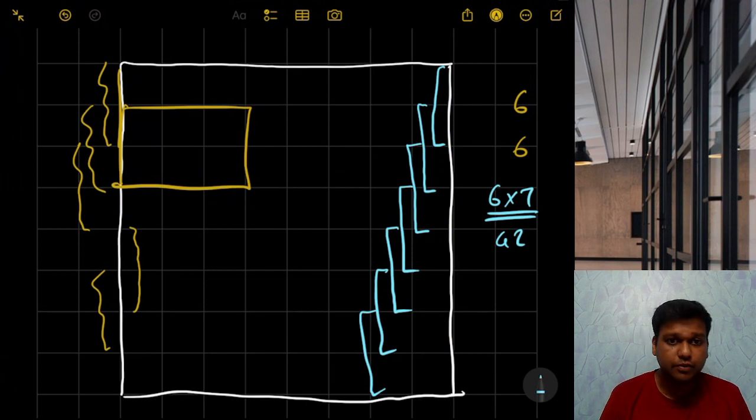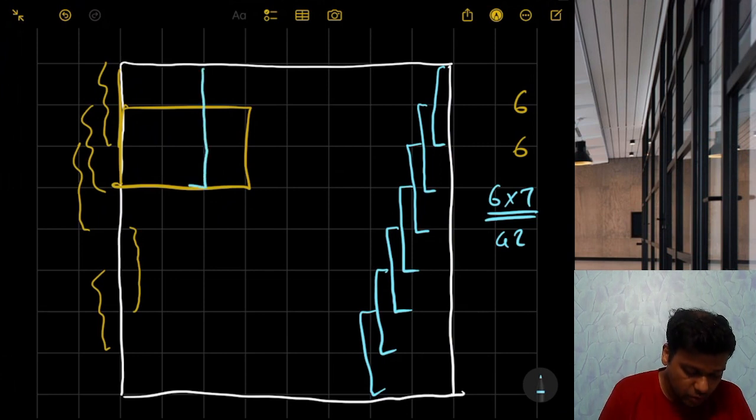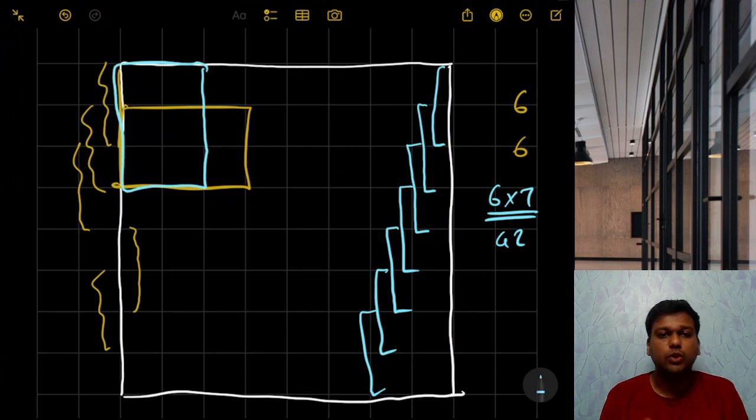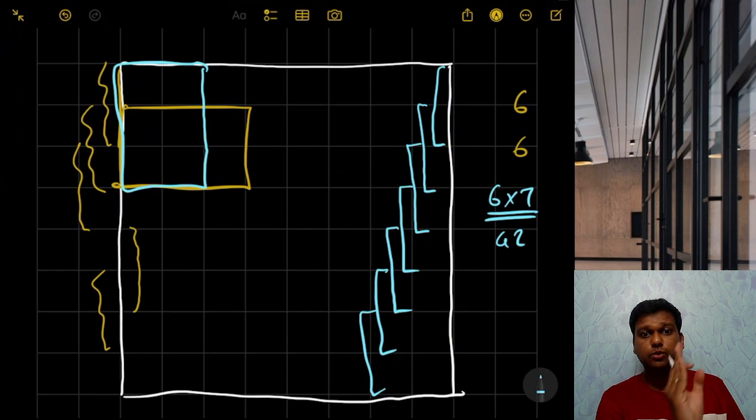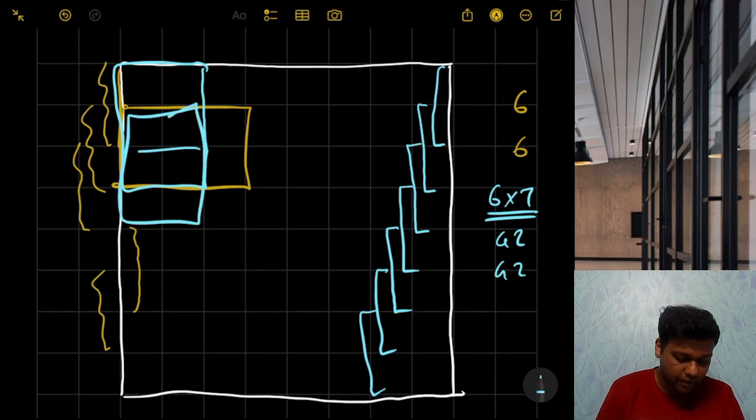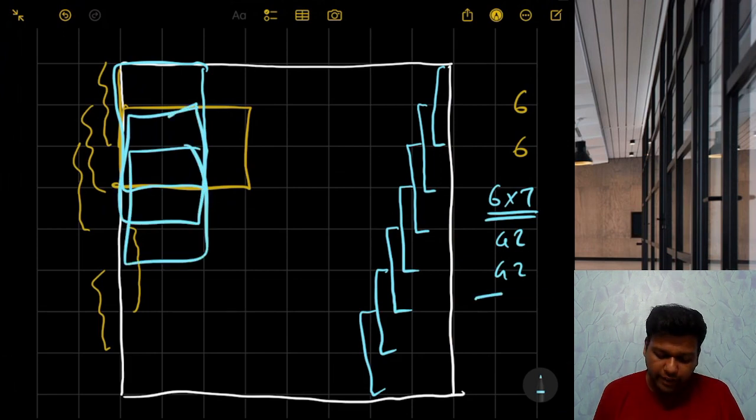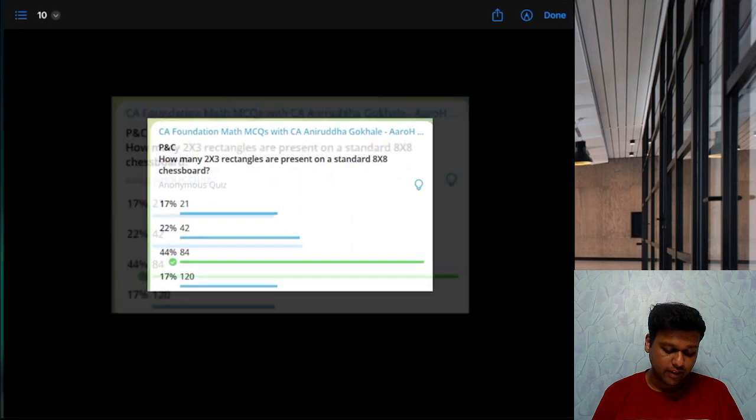If you switch row height and width, then it will be like this, right? 2 by 3. So 2 will be its width, 3 will be its height. Now chessboard is 8 by 8. So again the number of rectangles is still going to be 42, right? Because now you'll be just able to shift it like this, 1, 2, 3 and so on. So 42 plus 42, 84 is the answer.